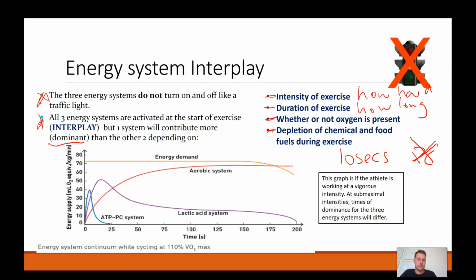This graph is looking at what it might look like if someone was doing activity at submaximal intensity. We can see here the blue system is our ATP-PC system. You can see it contributes energy really fast, but it slows down quickly. Our next one, this is an old terminology, would be known as our anaerobic glycolysis system.